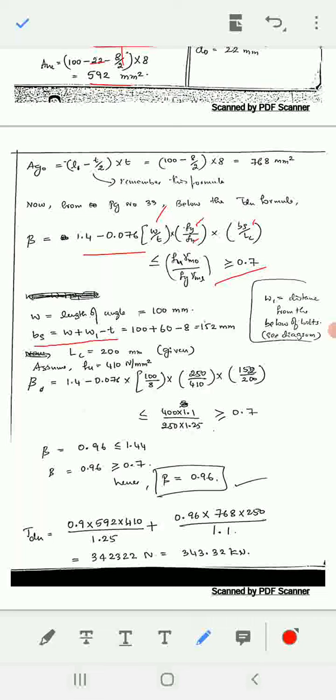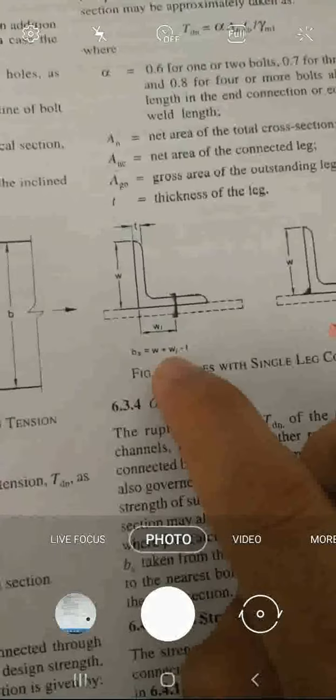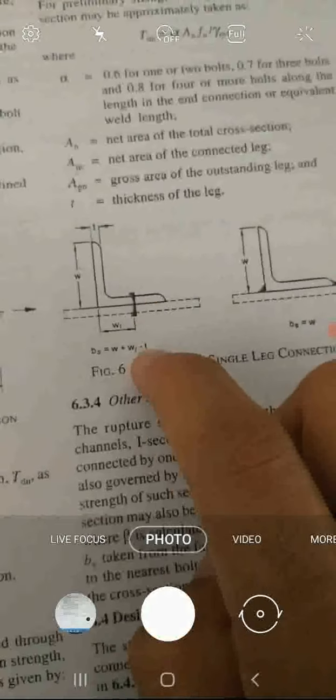BS is the formula W plus W1 minus T. For the BS, you no need to remember that formula, it is given in the code book. Wherever page number 33 is, the BS is given here, W plus W1 minus T. Whatever the W value, this is W, that is 100 mm. And W1, what is W1 till the bolt? How to find out W1? I'll tell. Minus T. This formula is given in the code book.